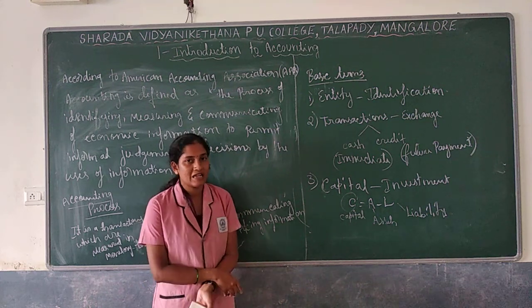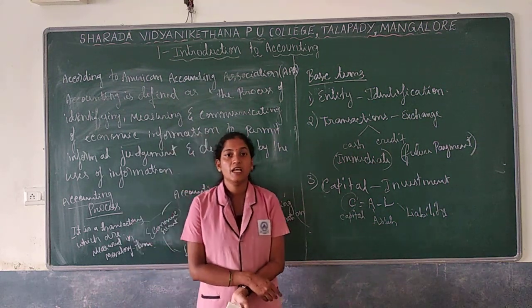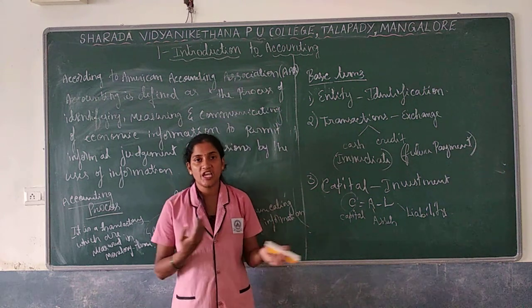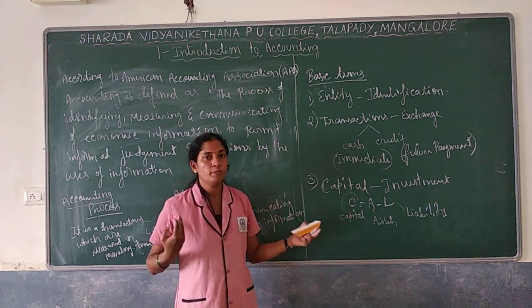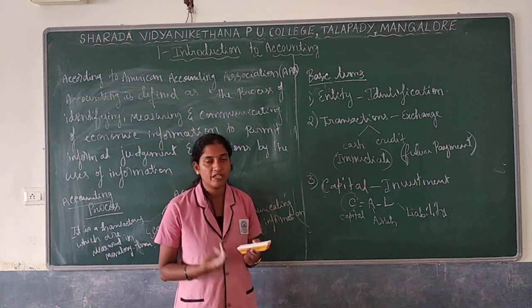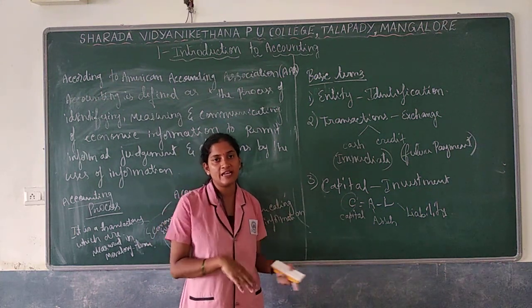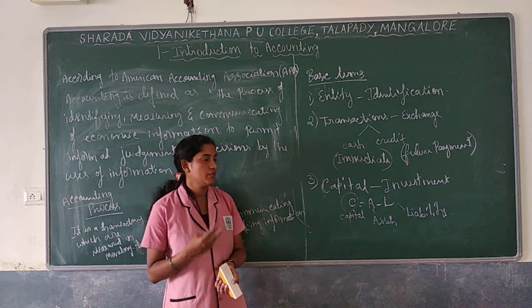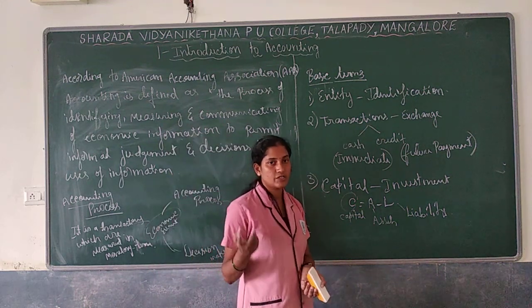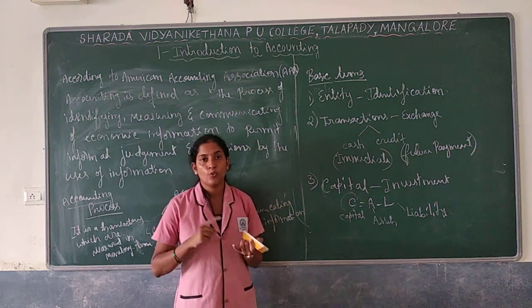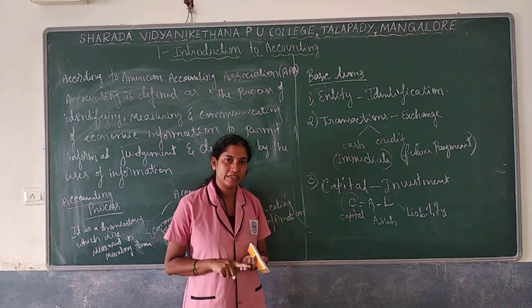Next we have the transaction. Transaction is nothing but the exchange of something between two parties. Correct? Two parties should be there. One has to buy, another has to pay, or one has to sell, another has to collect the money. There are two types of transaction: cash transaction and credit transaction.